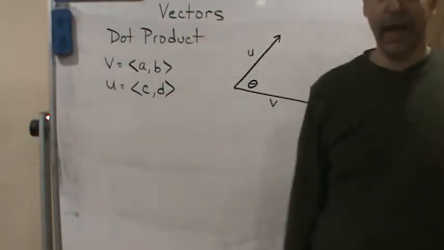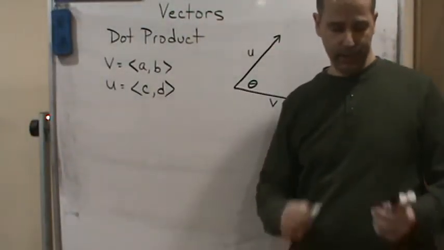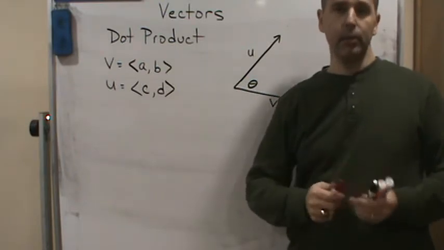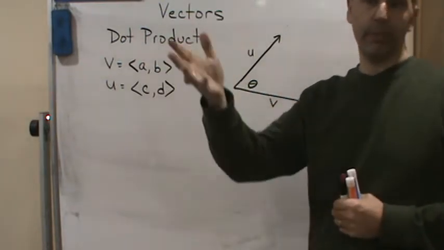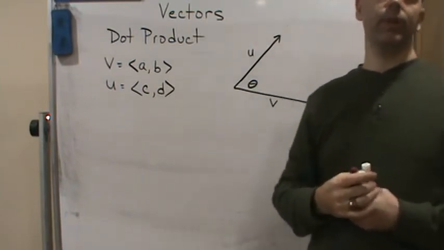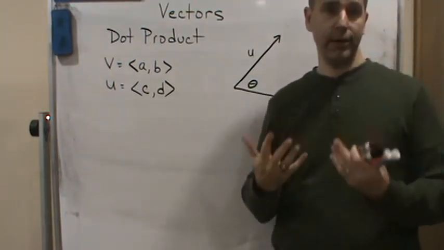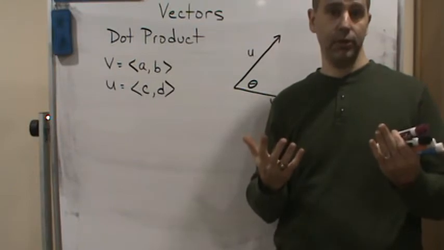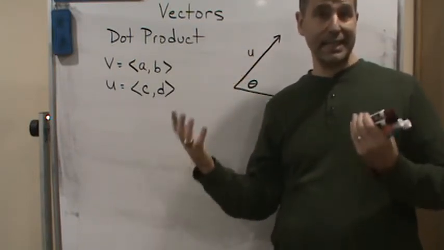Okay, so welcome, and now we're going to talk about dot products. Now there are two types of multiplication. We've talked about scalar multiplication, but now there are two other multiplications that we can do when we're multiplying vectors, which is not the same thing as scalar multiplication.